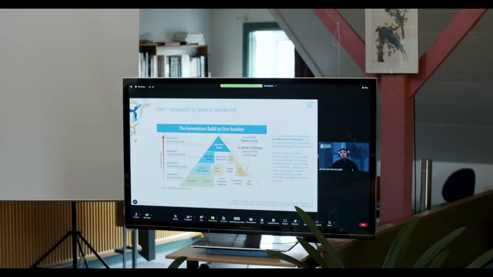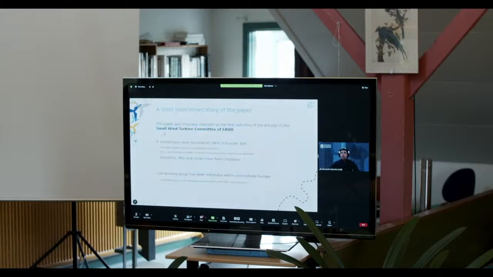We need to work at the installation level. It was very interesting to see in the previous presentation an installation of small wind turbines in the mountains. So again, we need to work at different levels, and this is the sense of the paper I will be presenting. So, a short, non-linear story of the paper.